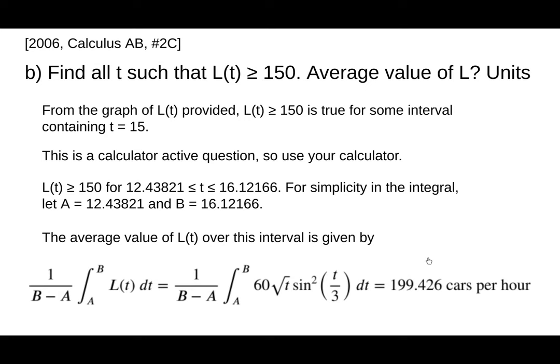All right, so I have the integral from a to b of 60 times square root of t times sine squared t over 3 dt, whatever that is, and then I'm going to divide by whatever b minus a is. But at this point, we've sufficiently communicated to the reader what it is we're asking our calculator to do, so we could just write the answer down. It's 199.426 cars per hour.